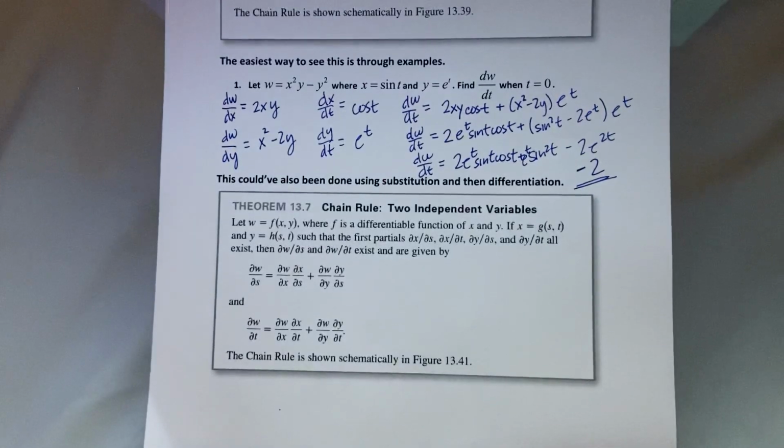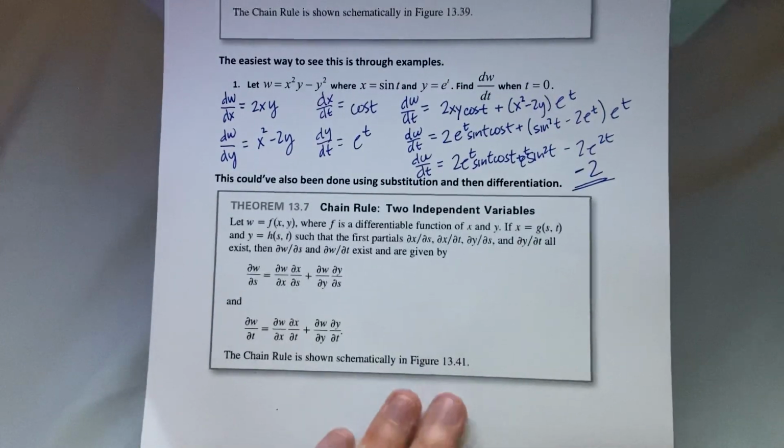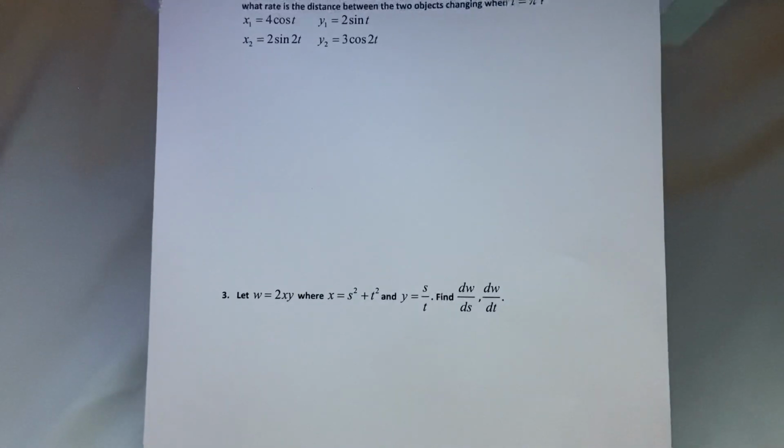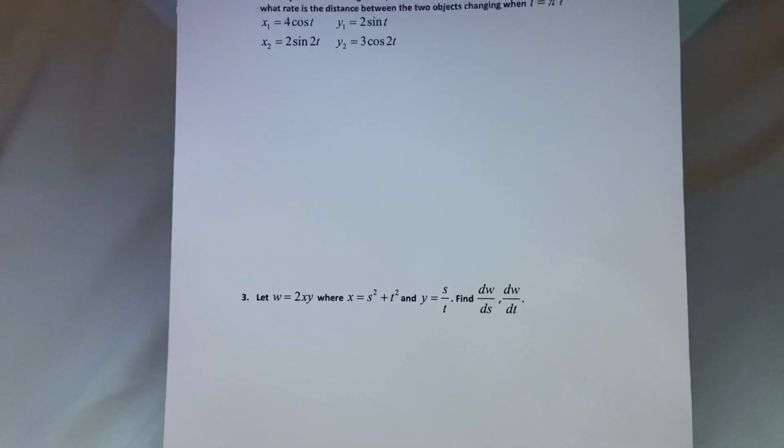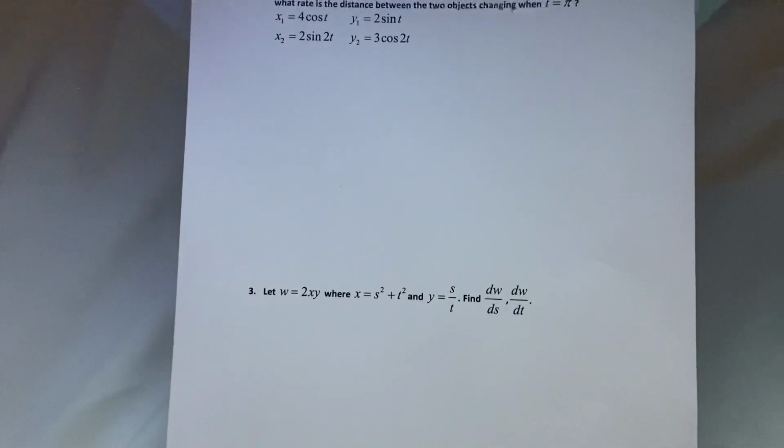So let's figure out what this is talking about in the next problem, next page. We have a word problem to do before we get to two variables, though. Two objects are traveling in elliptical paths by following the parametric equations below.